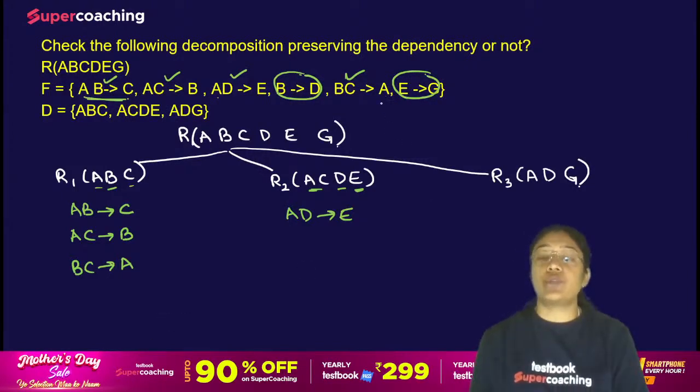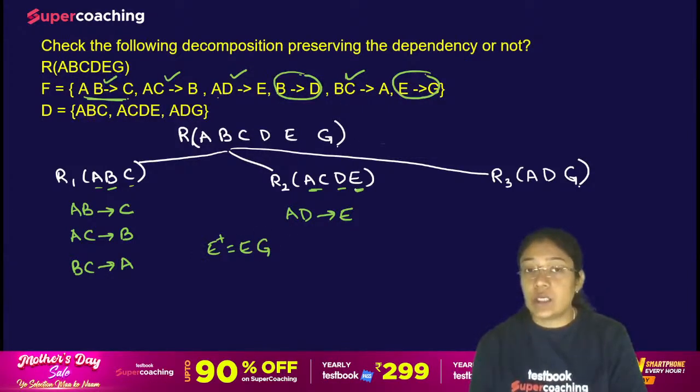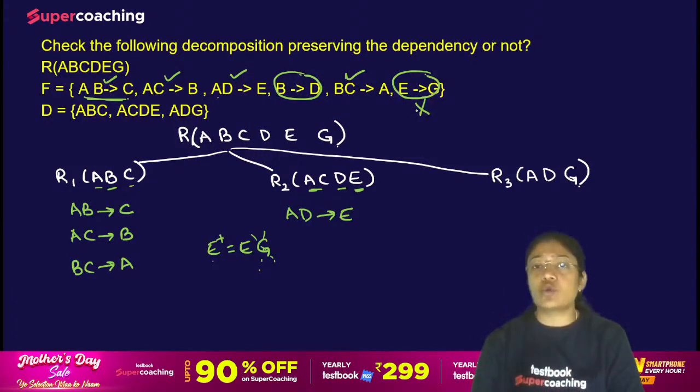So if I want to check for E, though E is only a part of R2, let's find out E closure. E closure is E. E is determining G. G is not a part of R2, so we cannot consider it. So starting from E, there is no non-trivial functional dependency. So this means that there is no scope that this dependency can be preserved.